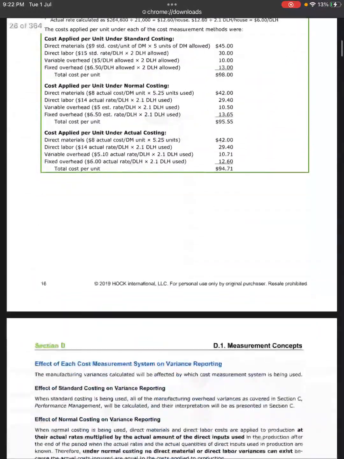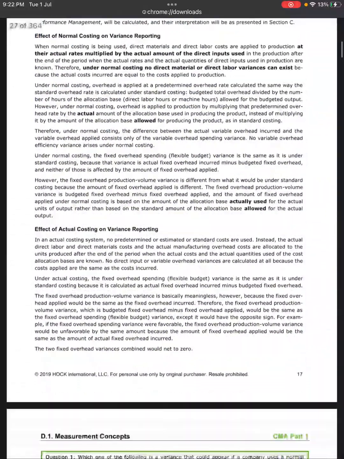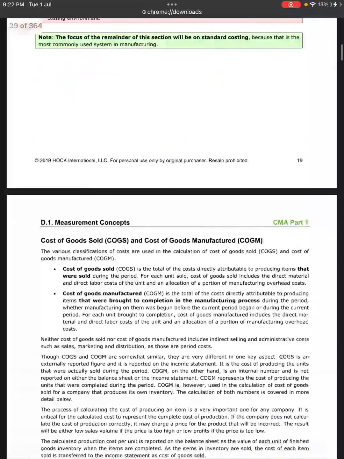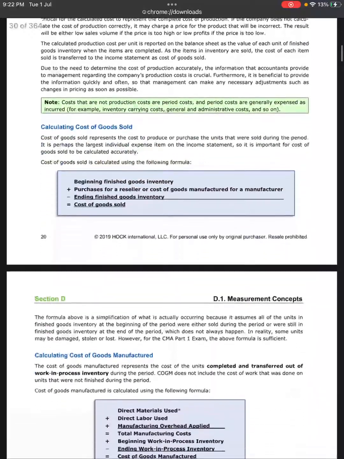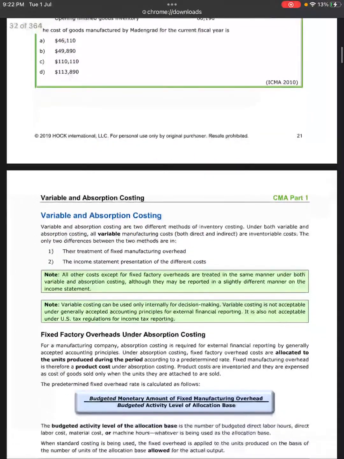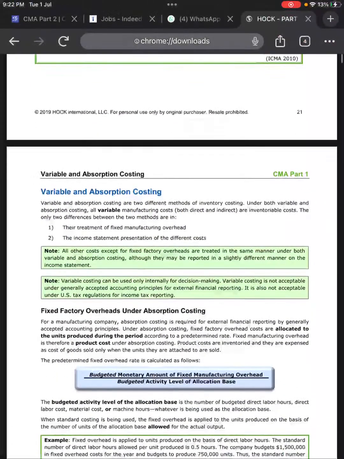This is a short revision, and now we are going to the absorption costing and variable costing. Okay, this is the variable costing and absorption costing. Variable costing and absorption costing are two different methods of inventory costing. Under both variable and absorption costing, all variable manufacturing costs, both direct and indirect, are inventoriable cost.